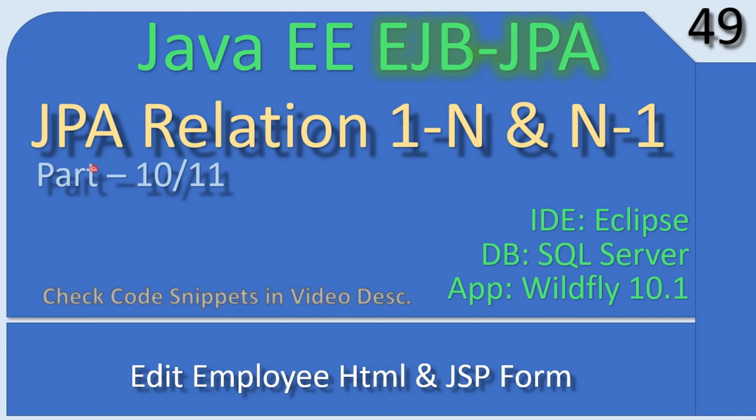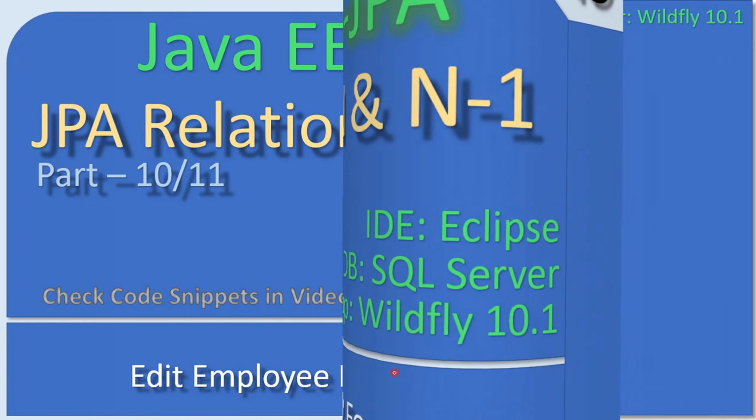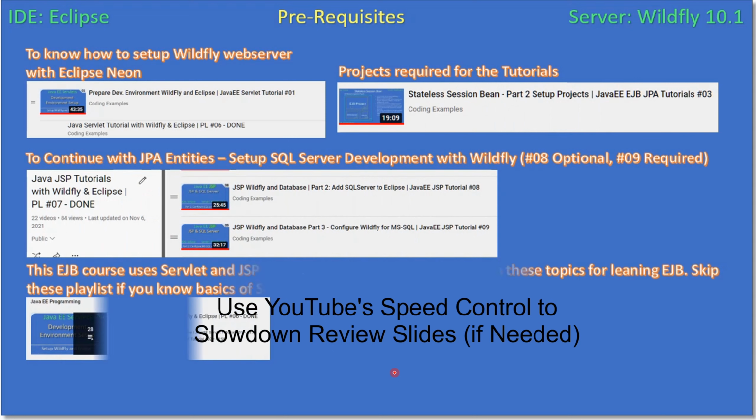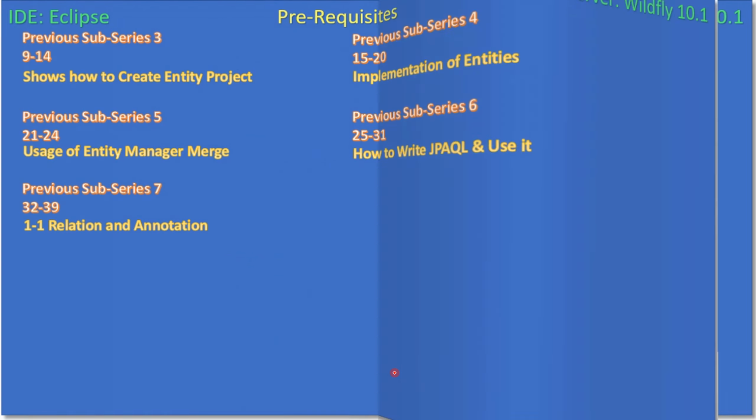You are watching part 10 of the subseries JPA relation one-to-many and many-to-one. In this video, we will create HTML as well as JSP form to fetch the employee information into the browser so that user can edit the employee. So let's quickly review the previous videos.